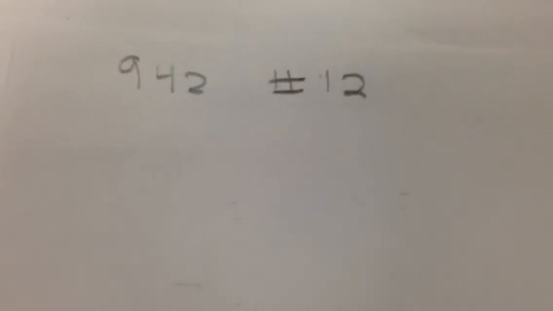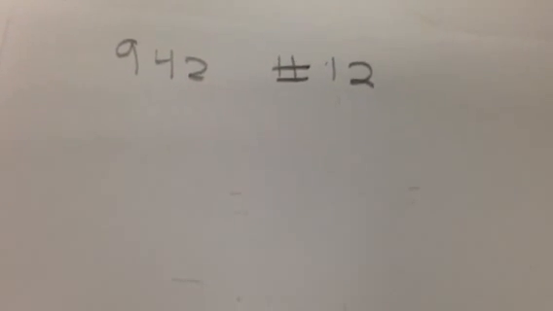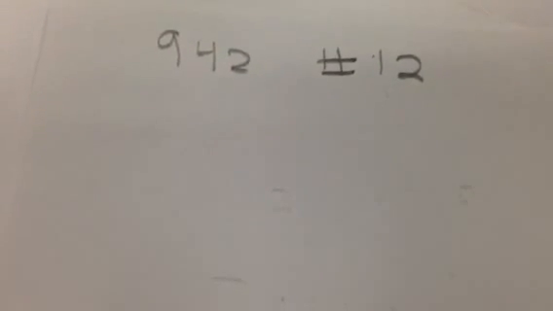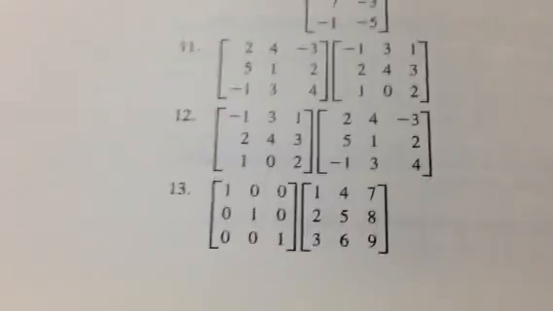Alright, this is Mr. Aarons. We're looking at our first day of matrices, our homework. This is the problem on page 942, number 12. It wants us to perform the indicated operation on number 12, which is this matrix.